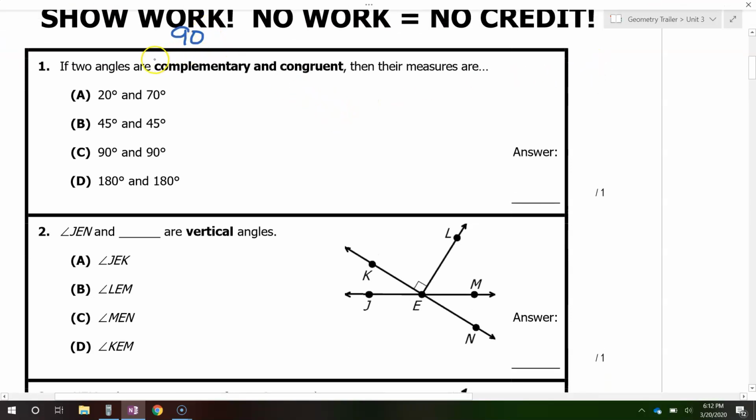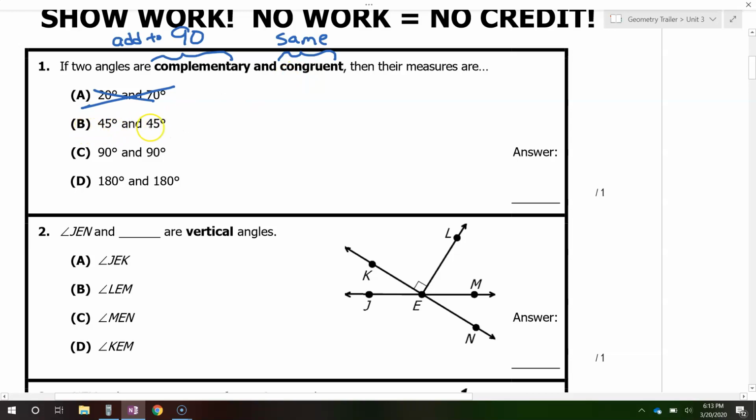All right, so complementary means that they add up to 90 degrees. Congruent means that they are the same. So, which two angles are both complementary and congruent? They have to add up to 90 and they have to be the same. Do these add up to 90? Yes. Are they the same? No. So I'll throw this out because they are not congruent.